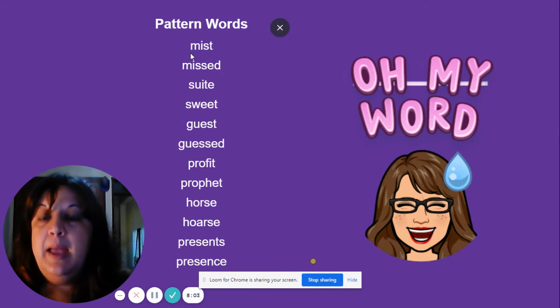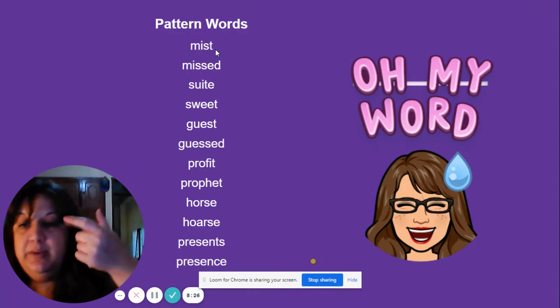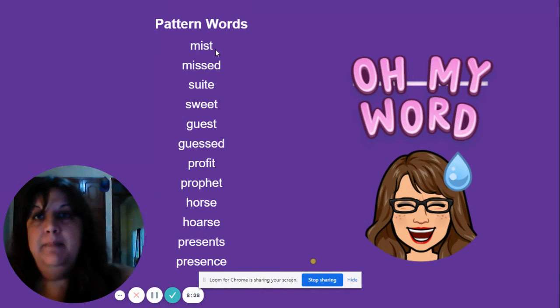All right, let's look at our pattern words. The first set of words, mist, mist. They sound the same. They mean something different. The first mist, this is what you should write down in your notes. This mist, M-I-S-T, is like a soft rain or when there's moisture in the air. That's mist. Maybe I'll spray you with a little squirt bottle and there'll be a mist.